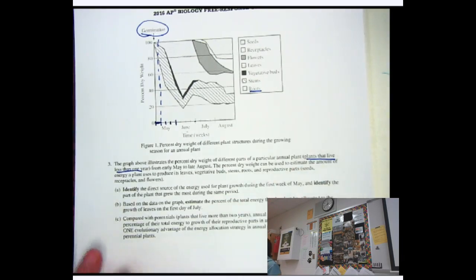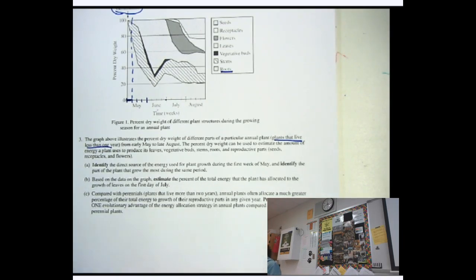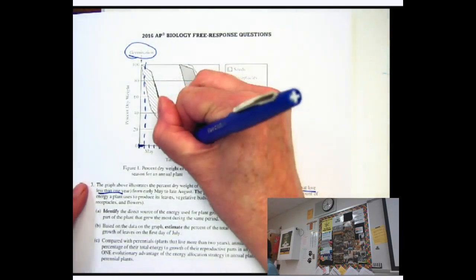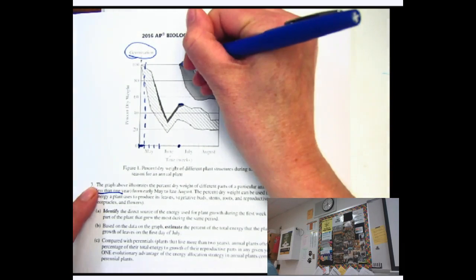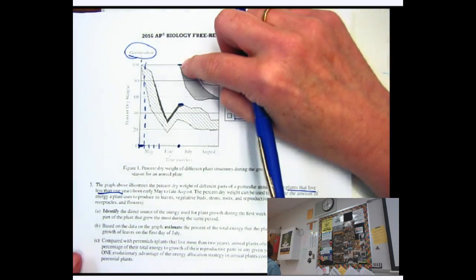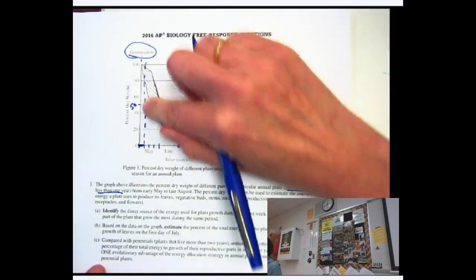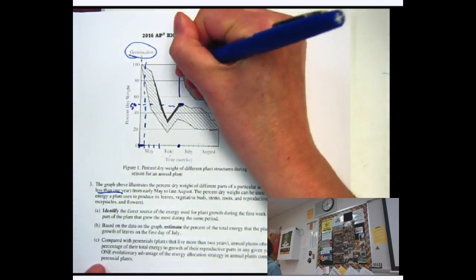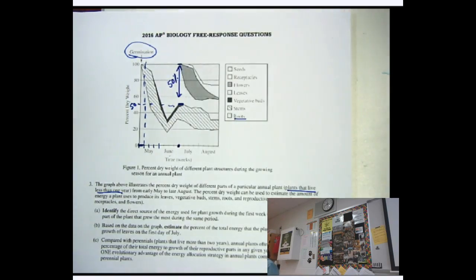No half credit. All right, so then, based on the data in the graph, estimate the percent of total energy that the plant has allocated to the growth of leaves on the first day of July. Here's the first day of July right here. And leaves go from here to about here on the first day of July. So this goes up to 100%. So we're going from something that's around 50 to 100. So the amount of energy that went to the allocation of leaves is about 50%. If you wrote anything between 45 and 55, that's fine and in the rubric.